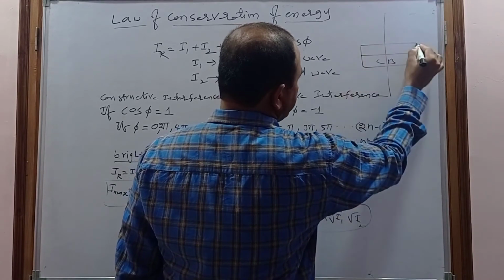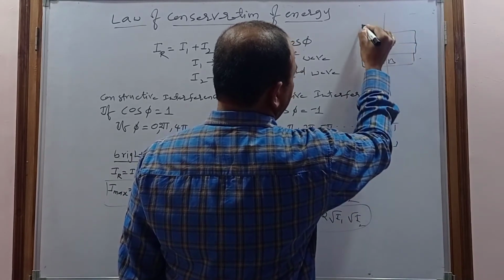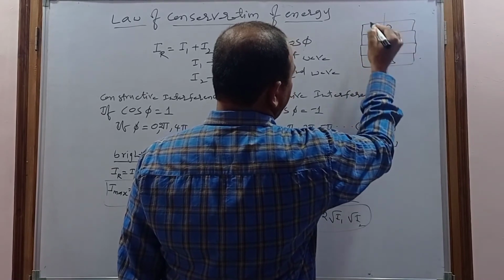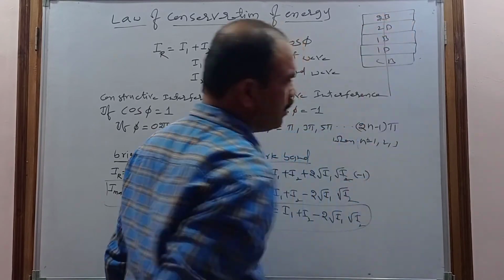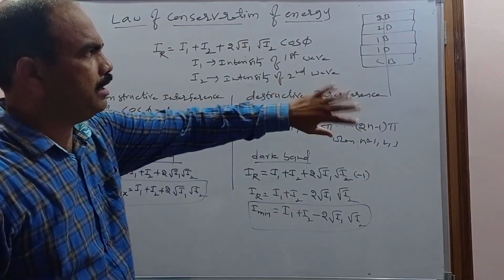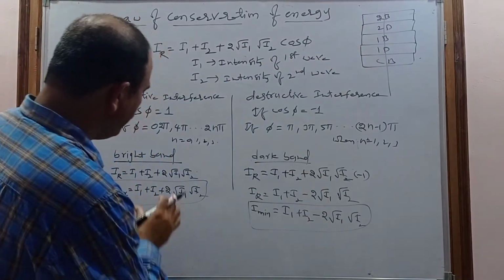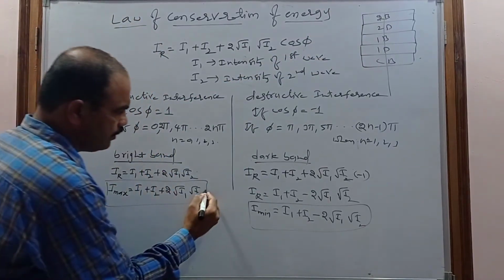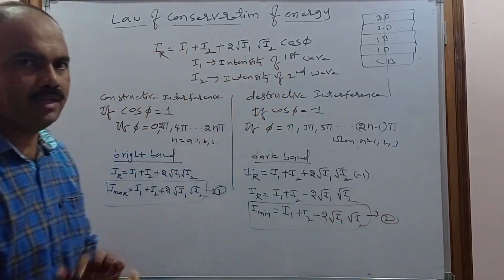And next, what is formed? The first dark band. And next? The first bright band. And next? The second dark band. And next? The second bright band is formed. Alternately dark and bright bands, fringes, are formed. But when you observe these two equations, equation 1 and equation 2, what do you get?